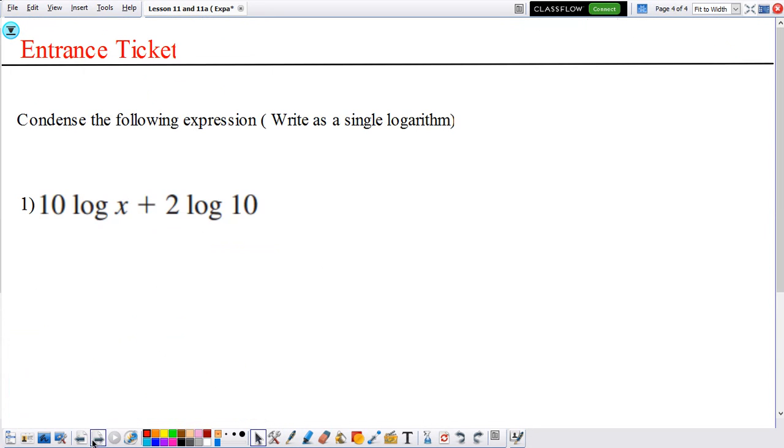Now here, for your entrance ticket, just try to condense the following. Try to write the following as a single logarithm.